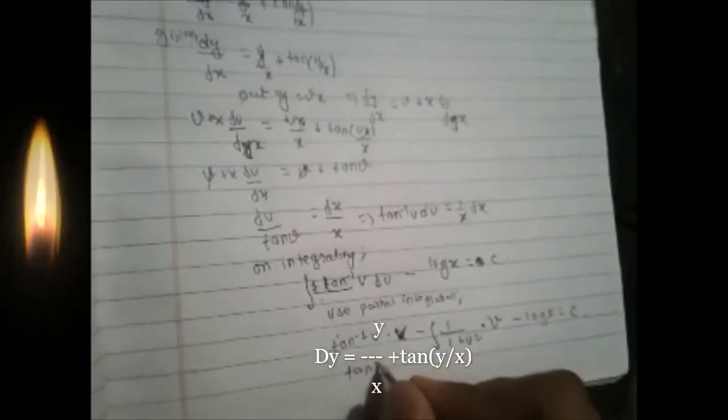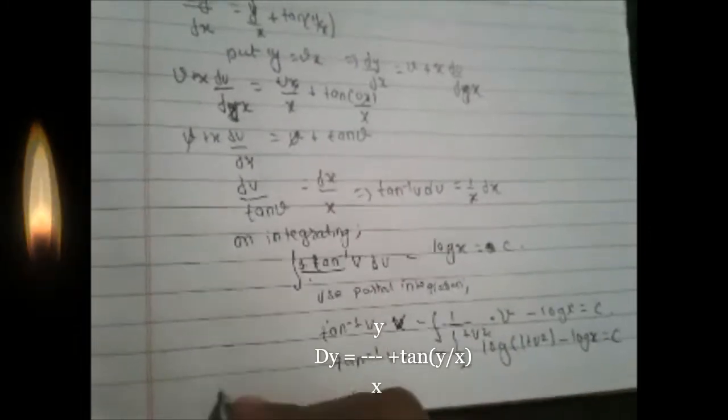Tan inverse v into v minus, we can multiply by 2 and 1 upon 2, integration of 2v by this, it becomes log 1 plus v square minus log x is equal to c. Now at final we put the value of v, and that is our required answer.